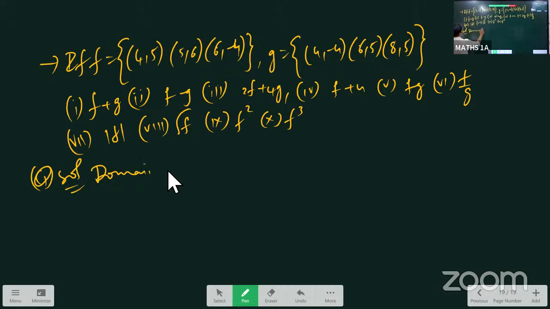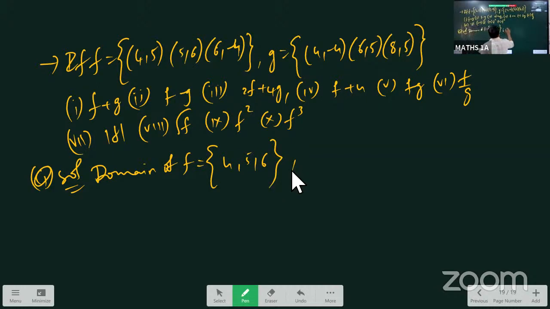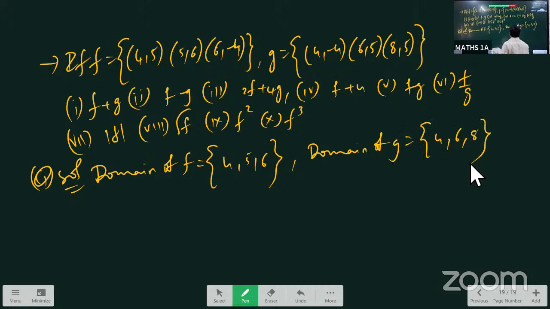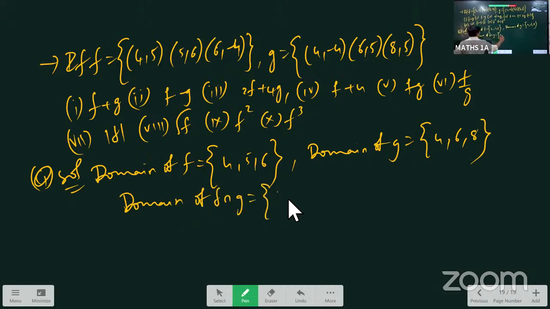Whenever I take the first bit, f plus g, before going for that, you should find the domain of f, which is 4, 5, 6. What is domain? The ordered pairs' first elements are the domain. And the domain of g is the first elements of g's ordered pairs. Now the common domain, f intersection g, is 4 and 6. First, these things you should know. Whenever I take two functions, the domain should be 4 and 6.